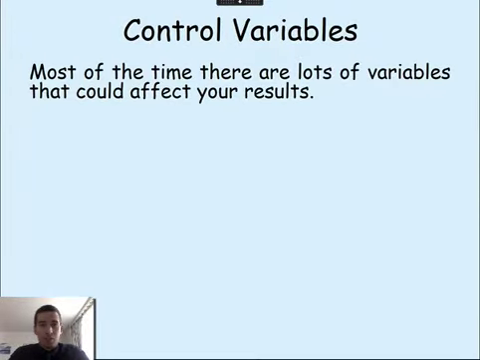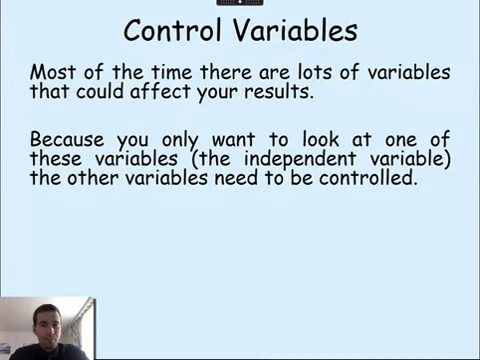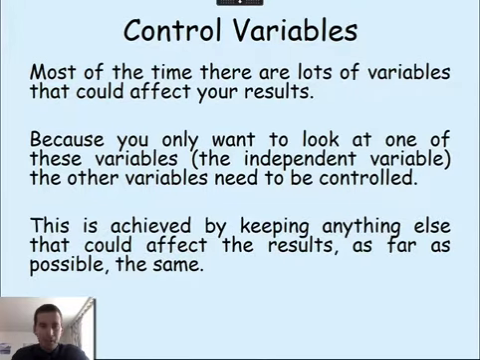There can be dozens of control variables that you need to think about in an experiment. Okay? You only want to look at how changing the independent variable affects your dependent variable. Therefore, anything else which could affect your dependent variable is a control variable, because it needs to be controlled.